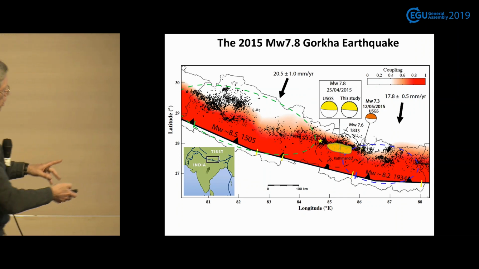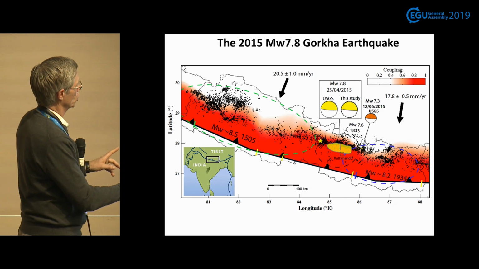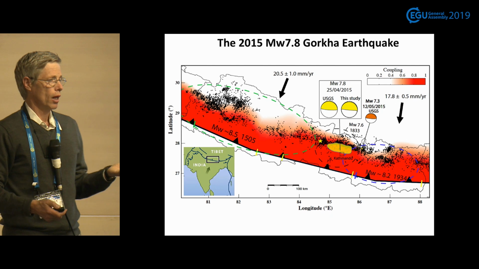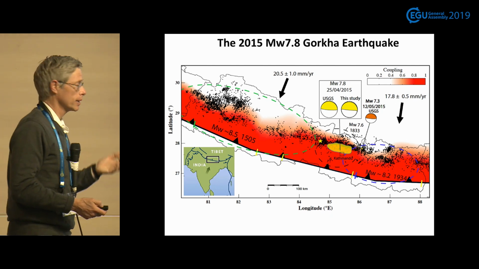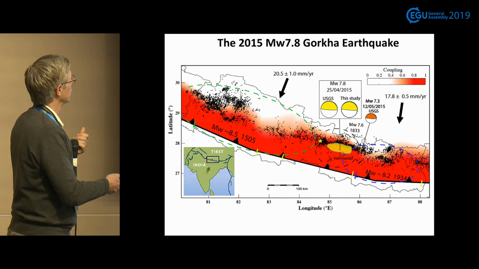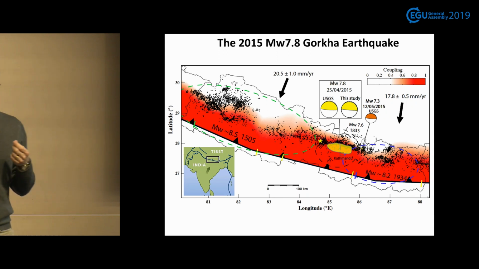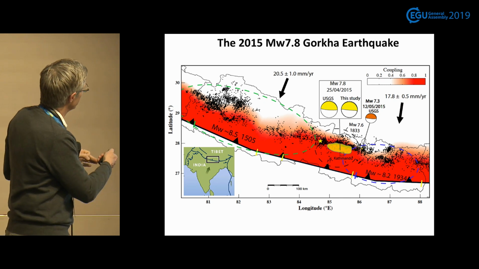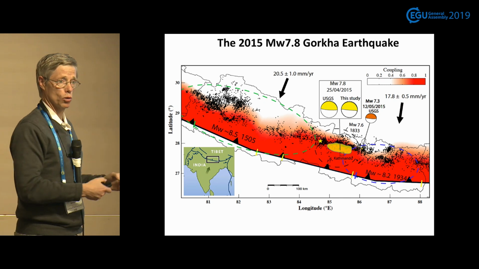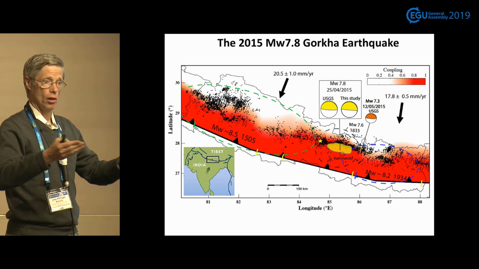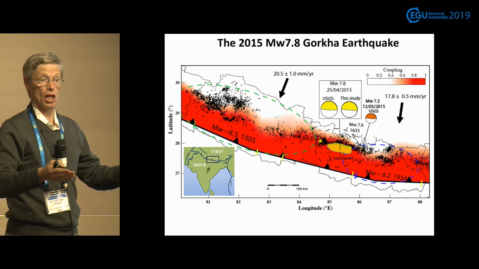Okay, so let's talk briefly about the Gorkha earthquake. You remember the Gorkha earthquake, 2015? Quite a large earthquake, right? This is the rupture area of that earthquake, magnitude 7.8. It's a very tiny area compared to the area that is locked, okay? So this kind of earthquake, in terms of explaining the long-term convergence rate across the Himalaya, is not doing much.